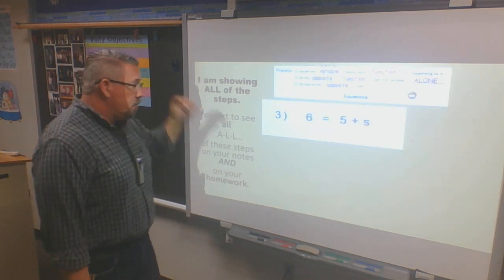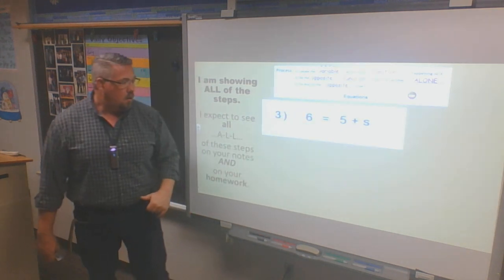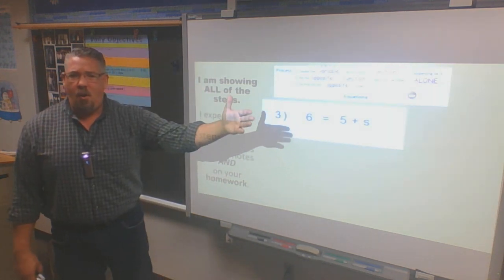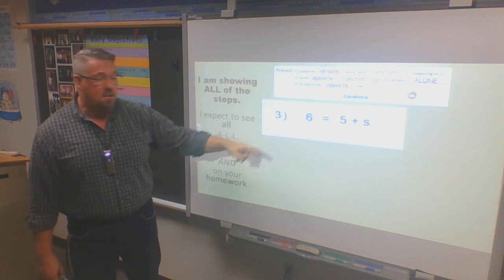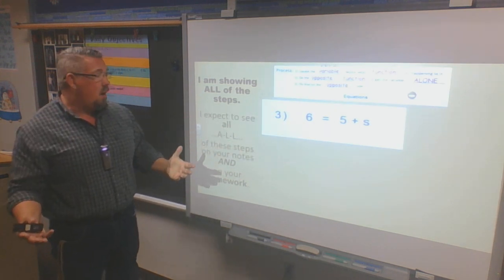All right, number 3. So I have 6 is equal to 5 plus s. All right, so I'm not used to having my variable over there on the other side, right? So how do I do this one? The exact same way, right? It doesn't matter which side the variable is on. I still do the exact same steps throughout the entire problem.